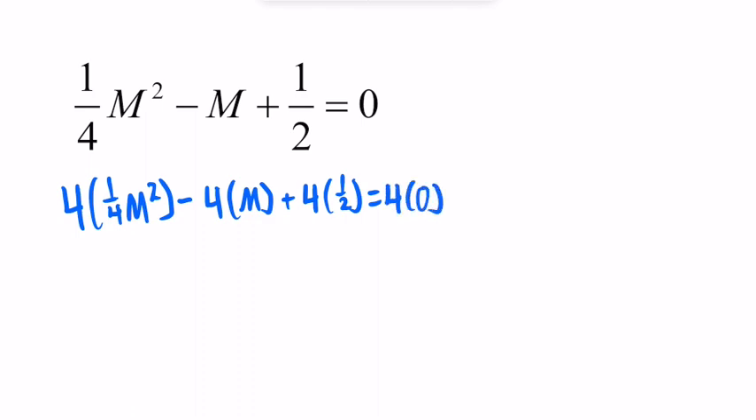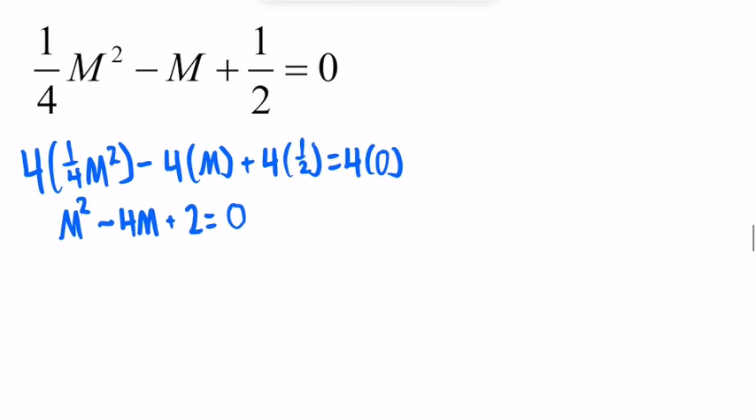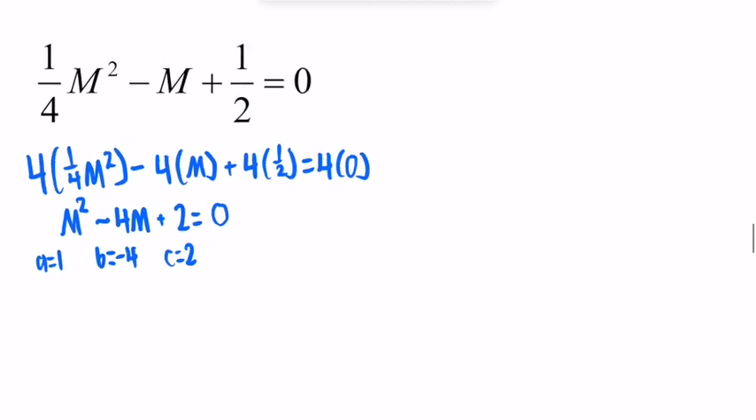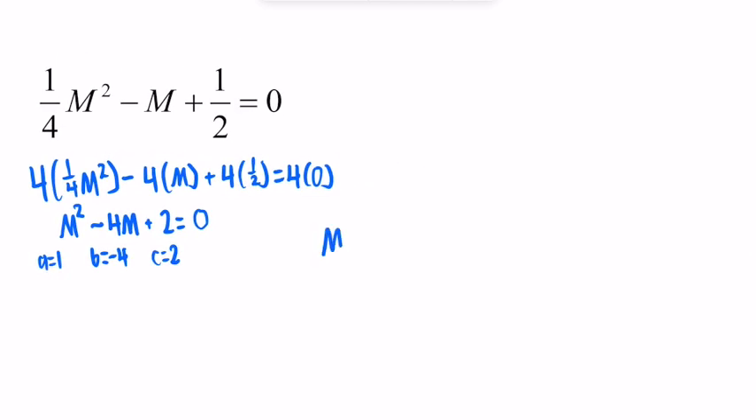On the first term, 4 times 1/4 m squared is just m squared. Minus 4 times m, we have minus 4m. Plus 4 times 1/2 is 2. And then 4 times 0 is 0, like so. Now we don't have any fractions that we're going to need to plug into our quadratic formula. Here we would have a is 1, b is -4, c is 2. So let's solve this using those numbers in our quadratic formula.